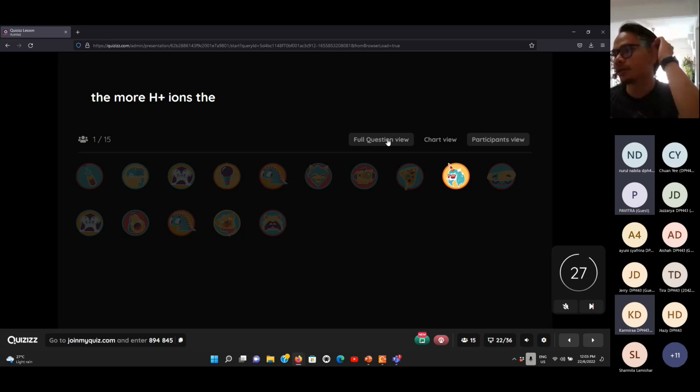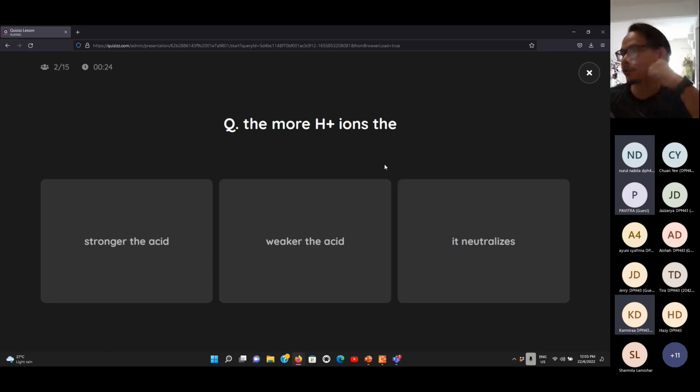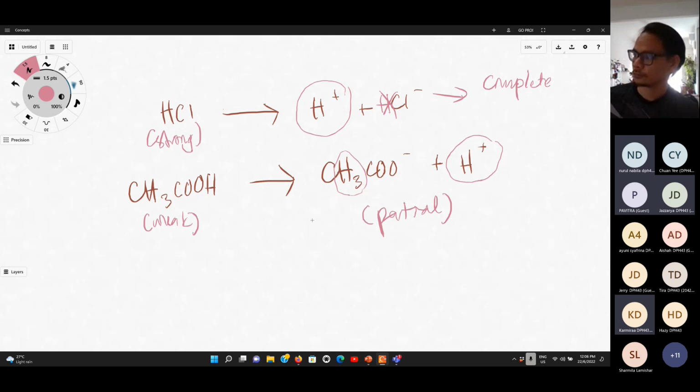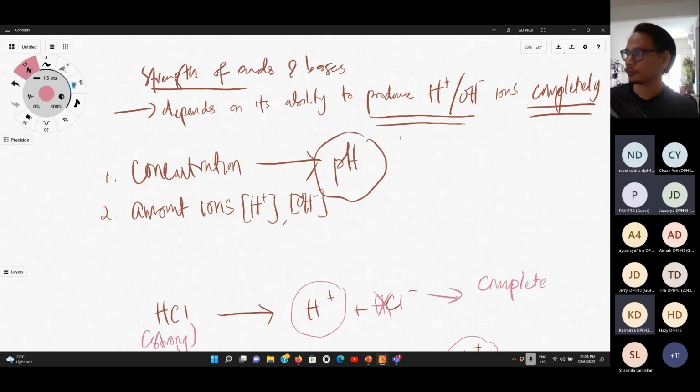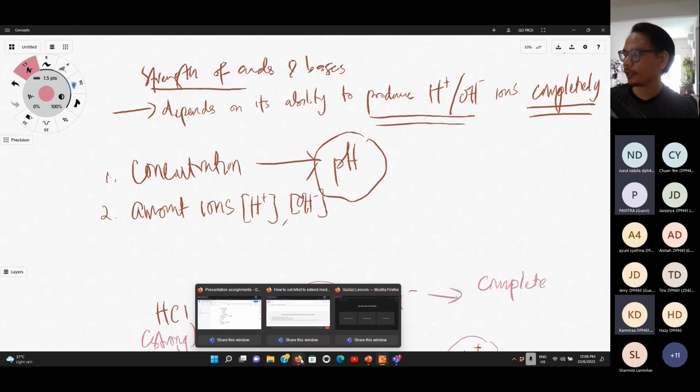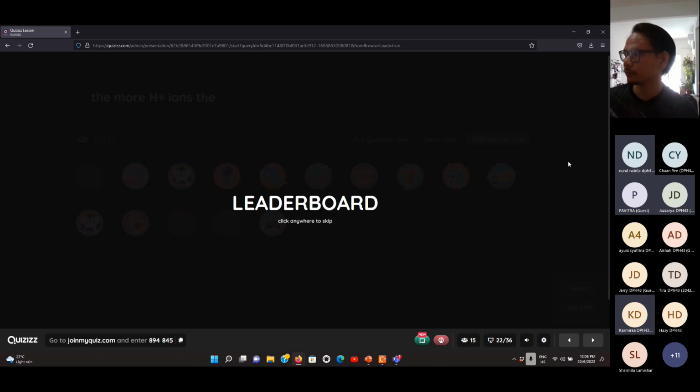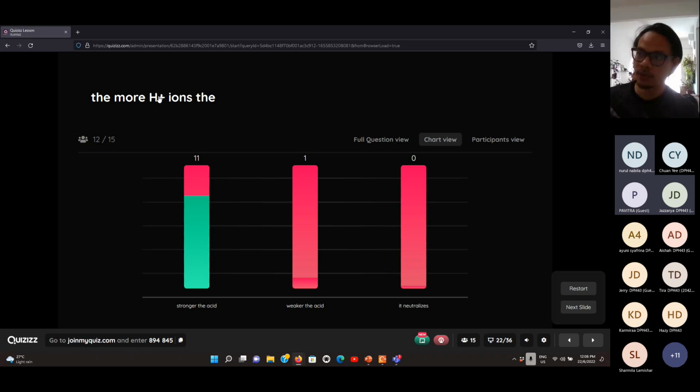So the more hydrogen ion, H plus ion, the what? The stronger, the weaker, it neutralizes. Okay, jawapannya adalah, mana dia? The stronger the acid. The more H plus ion, the stronger the acid.